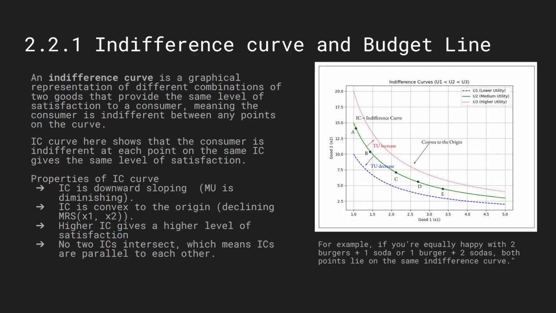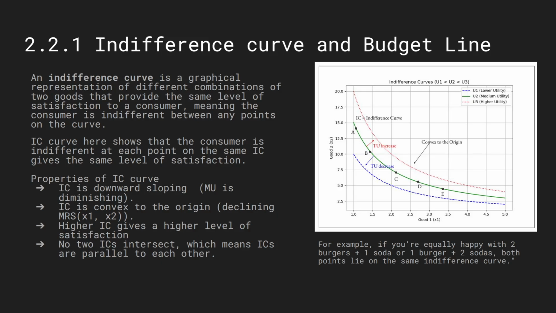How do consumers decide between different combinations of goods? Indifference curves and the budget line help explain this. An indifference curve is a graphical representation of different combinations of two goods that provide the same level of satisfaction for a consumer, meaning the consumer is indifferent between any points on the curve.